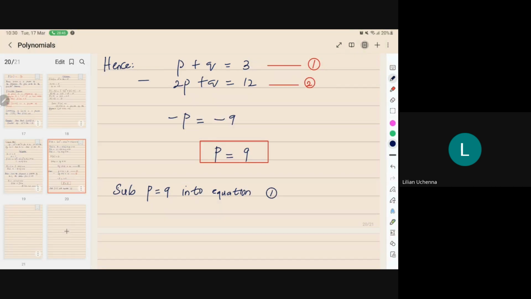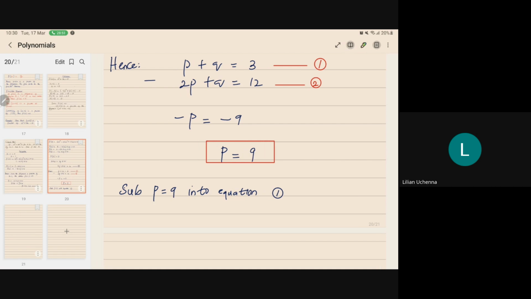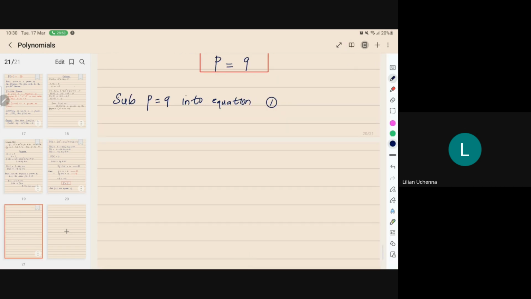I'm going to have that P plus Q equal to 3. So I want to plug in that 9 right there. So that means that 9 plus Q is equal to 3. So Q is equal to 3 minus 9, so that Q is equal to -6.